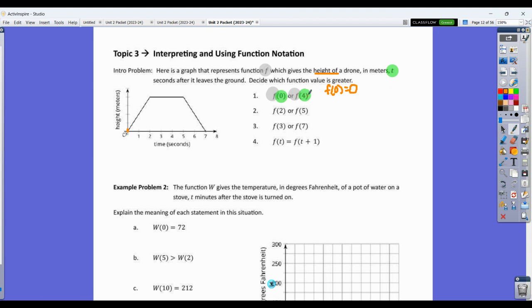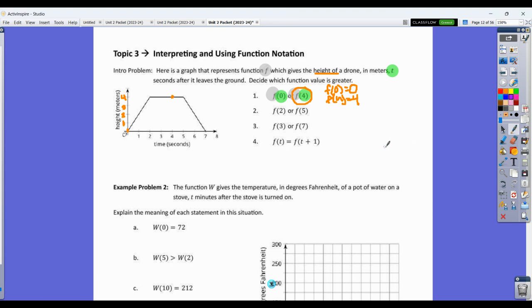And then f of 4, so the height of the drone at 4 seconds. If I go to 4 seconds and I find that on the graph, that's at about, if we label these 1, 2, 3, 4 meters off the ground, then that's telling me that f of 4 is equal to 4. So if these are the two values, then f of 4 is the one that has the greater value. And that's what we're trying to figure out there.